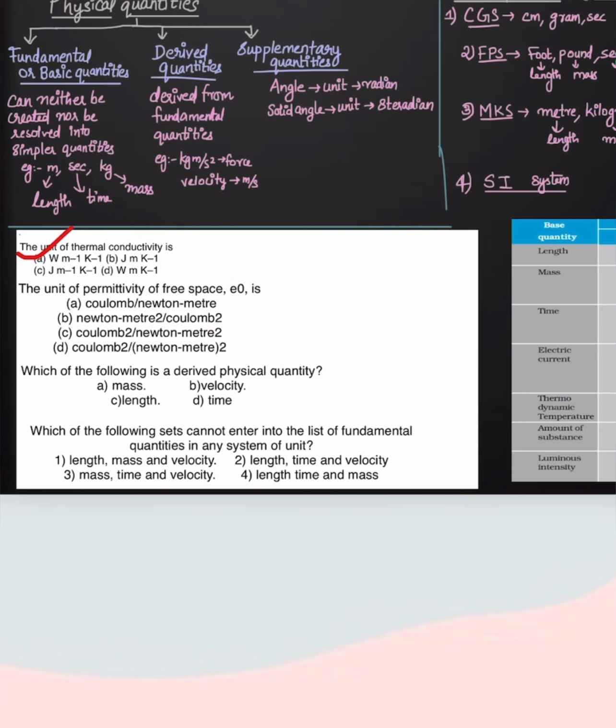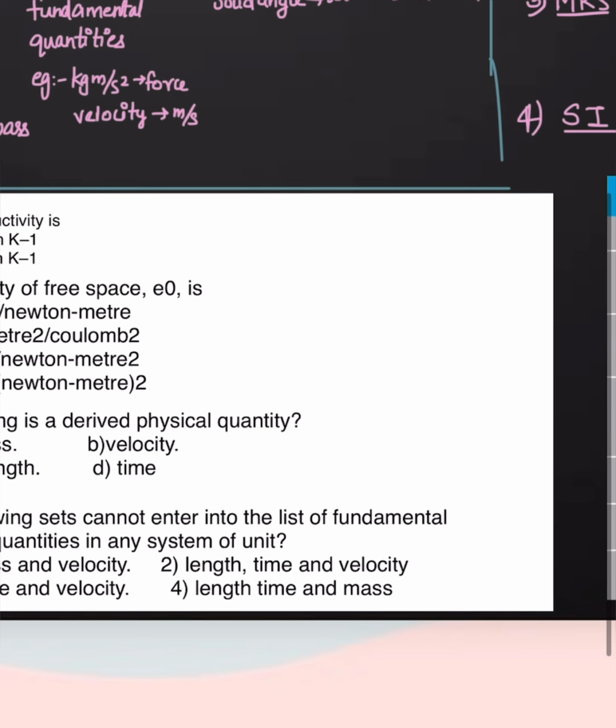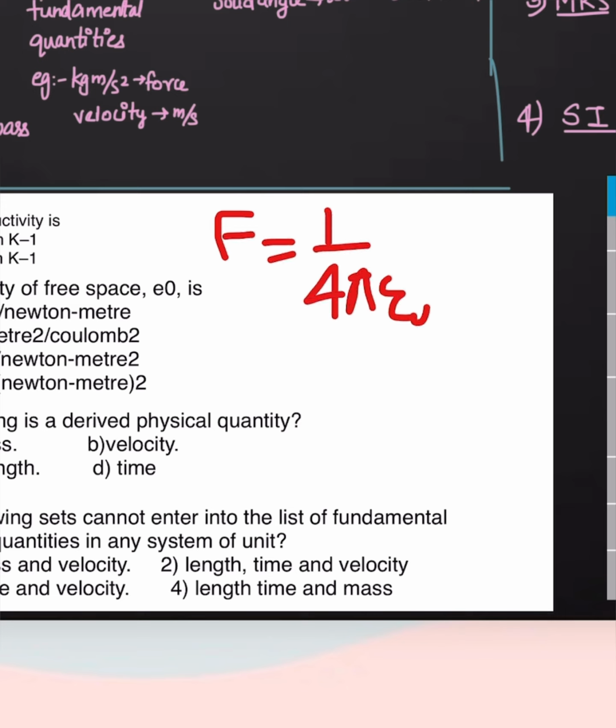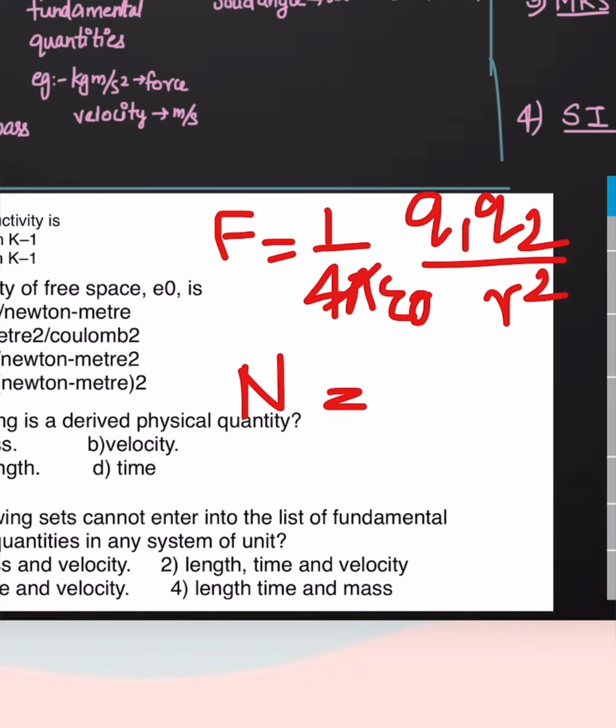Then the next one, the unit of permittivity of free space. Permittivity of free space, epsilon 0, we can find from the equation of the force between two charges, F is equal to 1 divided by 4 pi epsilon 0 into Q1 Q2 divided by R square. The unit of force F is Newton, and 4 pi has no unit, and we have to find the unit of epsilon 0, 1 divided by epsilon 0.